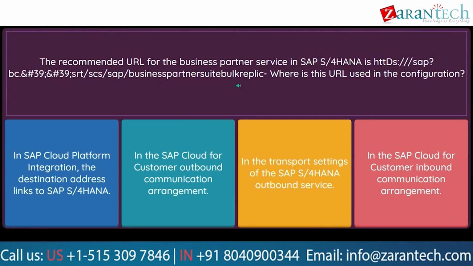Question: the recommended URL for the Business Partner Service in SAP S/4HANA is https://sap/bc/srt/scs/sap/businesspartnersuitereplicationout. Where is this URL used in the configuration? Option 1: in SAP Cloud Platform Integration, the destination address links to SAP S/4HANA. Option 2: in the SAP Cloud for Customer outbound communication arrangement. Option 3: in the transport settings of the SAP S/4HANA outbound service. Option 4: in the SAP Cloud for Customer inbound communication arrangement.